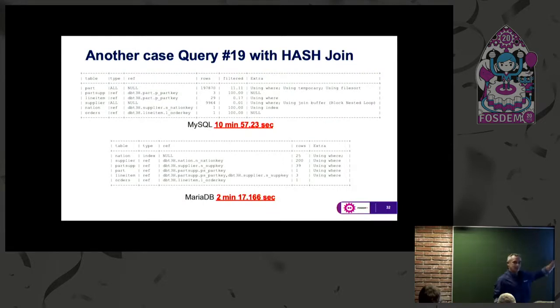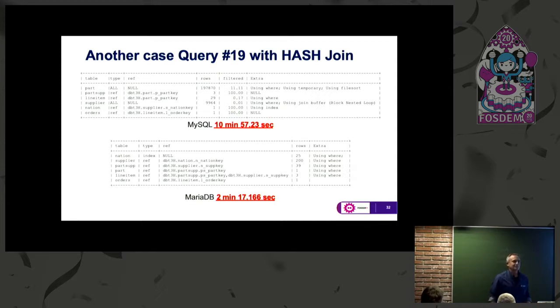There is another case I was mentioning to you. Query 19 with a hash join was taking 10 minutes and 57 seconds in MySQL, and in MariaDB 2 minutes and 70 seconds. But the interesting part is that if you check the plan, it's totally different. The plan from MariaDB was starting with the small table, index, and so on. The plan from MySQL was starting with the part table, using a where filter. And it was not going very well.